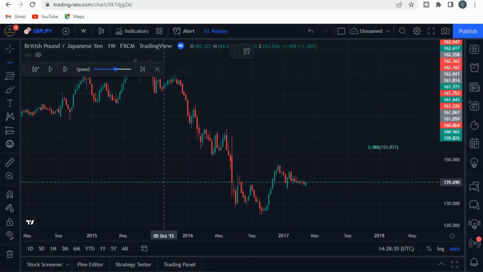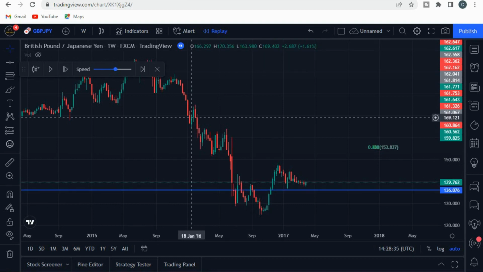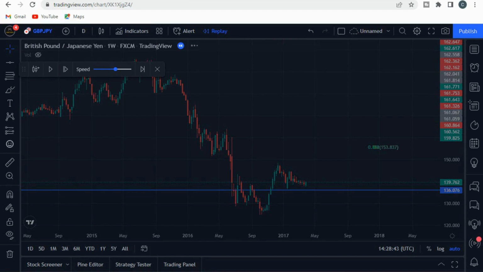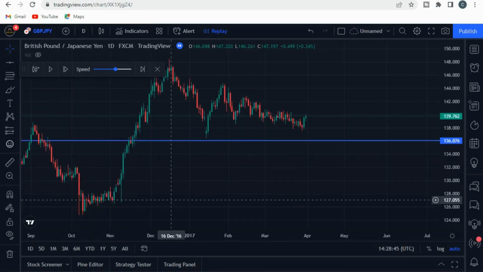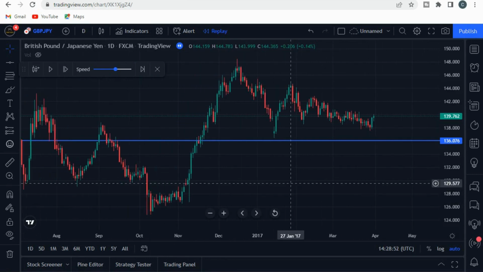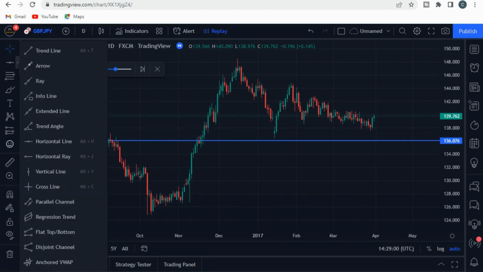Okay, let me draw it out. That is where we identify our support level on the weekly time frame. Remember, we are using time frame confluence to trade our trend line breakout strategy. But on the daily time frame, we saw that the trade was trending down to that support level. Let me show you the trend line.